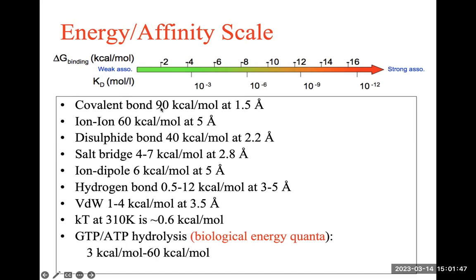So covalent bonds, very strong, 90 kilocalories per mole, distances 1.5 angstroms, and then you can go down the list. And I just want to bring to your attention two things which are absolutely crucial to understand biology from the physics point of view. Number one is this kT, that means thermal energy, because living systems exist, and humans especially, at a very narrow range of temperatures. A human body exists at about 36.6, 37 degrees Celsius.